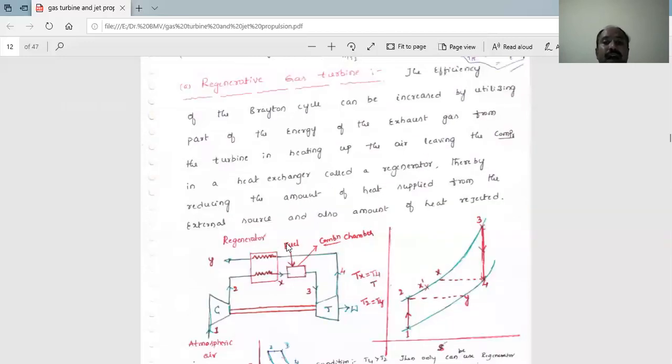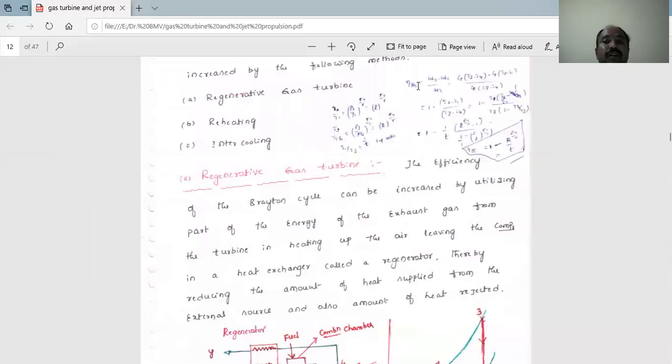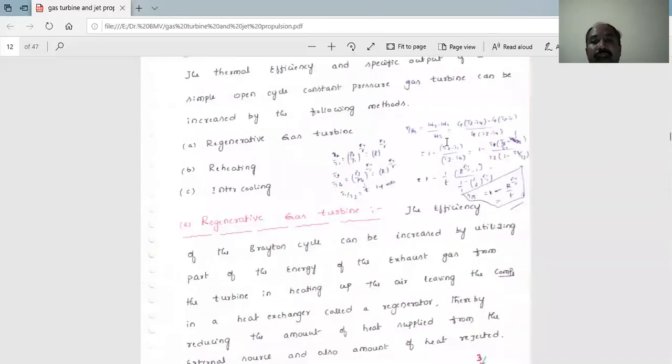Then I will write down the thermal efficiency: WT minus WC divided by WT, that is, turbine work minus compressor work divided by turbine work. Then Cp into (T3 minus T4) minus Cp into (T2 minus T1), divided by Cp into (T3 minus T4). These terms cancel. What is the remaining term? 1 minus (T2 minus T1) divided by (T3 minus T4).